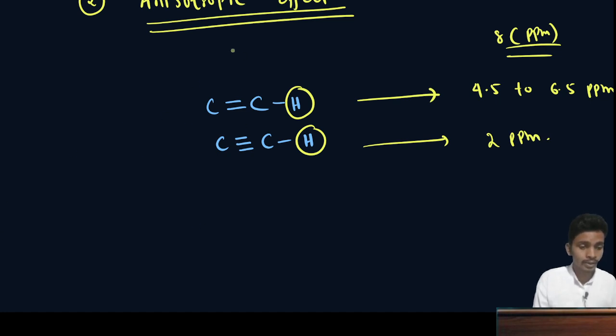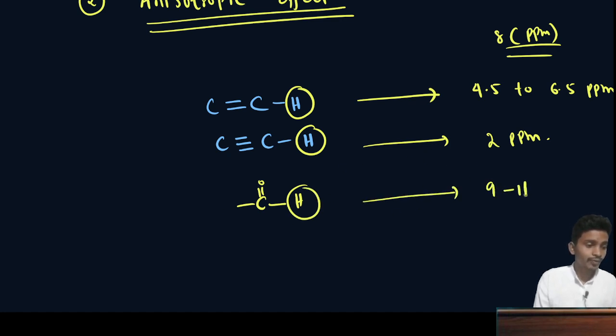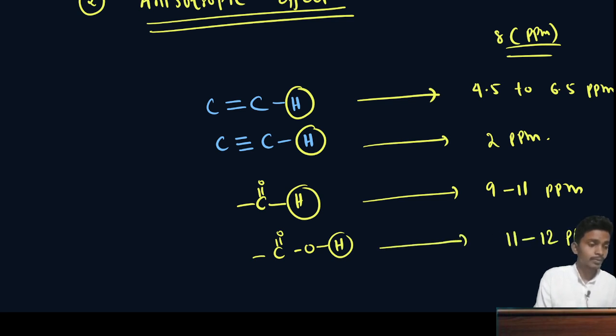Okay, and I also said that if the group is an aldehyde group, the chemical shift value will be 9 to 11 ppm. So this is a high chemical shift value, 9 to 11 ppm. And whenever it is an acid group, for this hydrogen the chemical shift value is 11 to 12 ppm. See, the chemical shift is very high. So what is the reason behind this high chemical shift value?